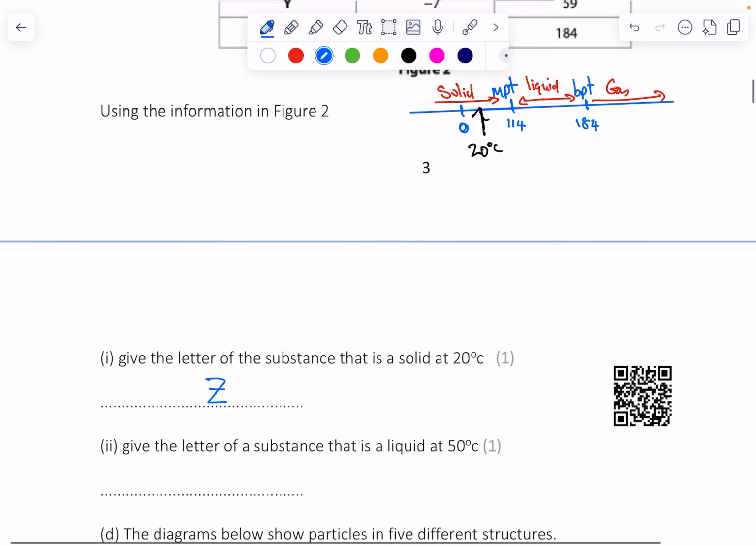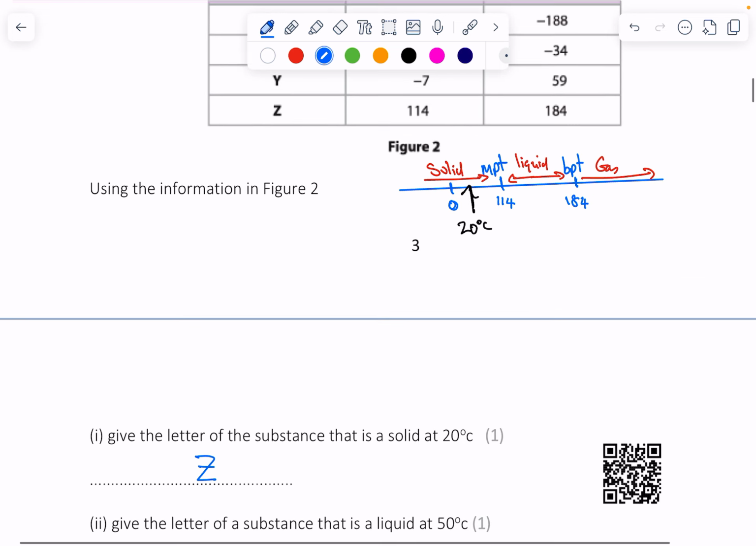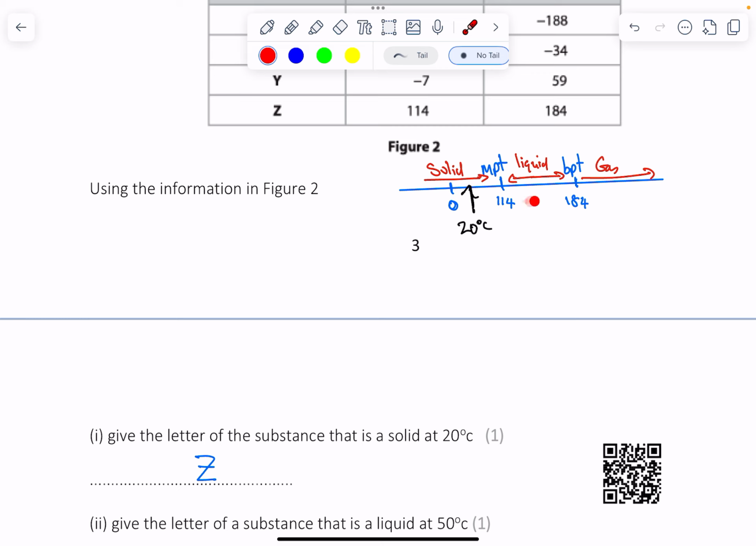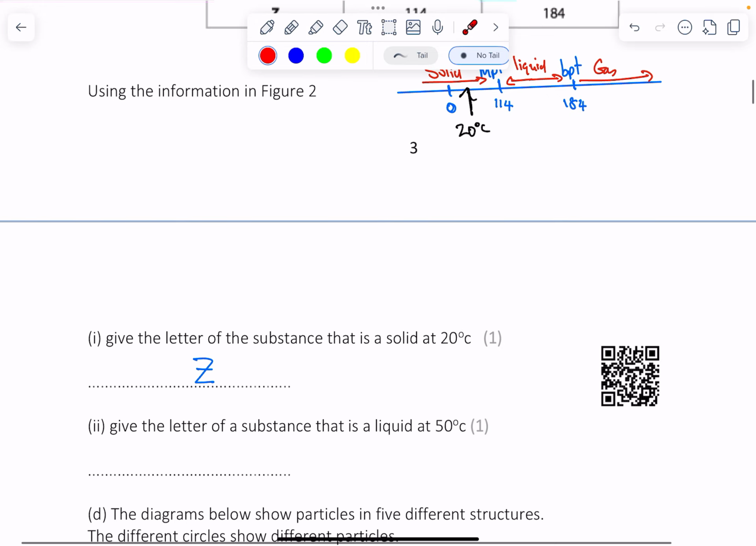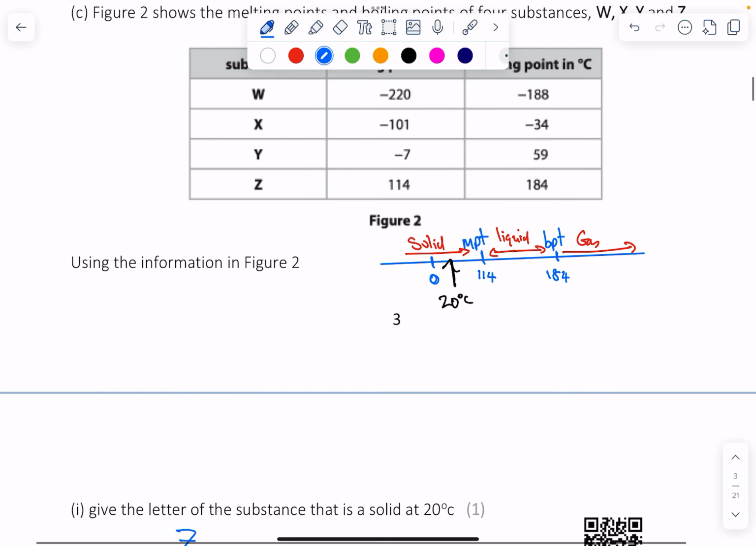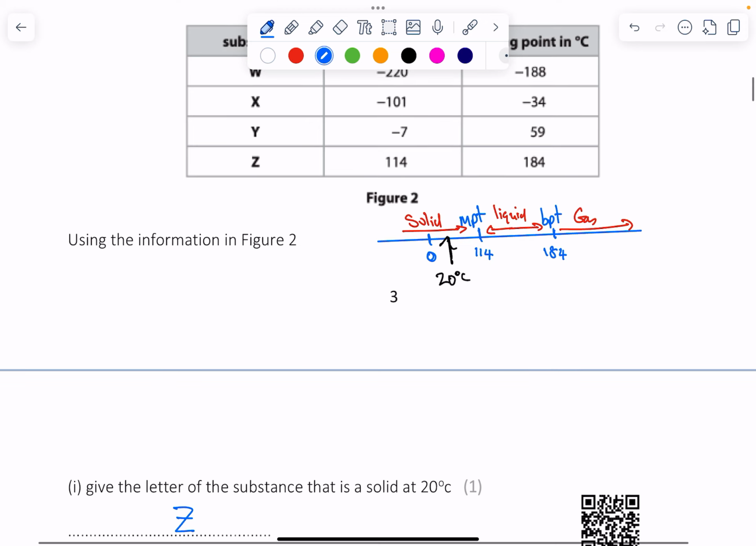Give the one that is a substance that is a liquid. Now, just worth saying before we move on, had this not been correct, I'd have done the same thing for Y and worked my way up until I got the one that was right. So give one that's a liquid at 50. So working this one out, again, I'm going to work my way up because I know it's not going to be Z now. Let's draw another number line, and we'll do this for Y.